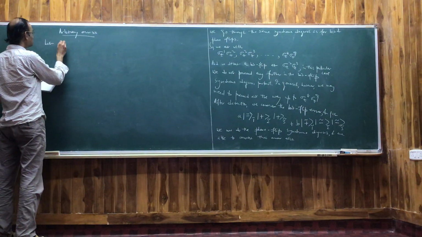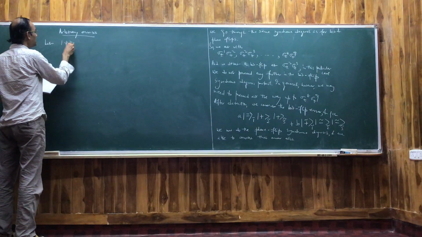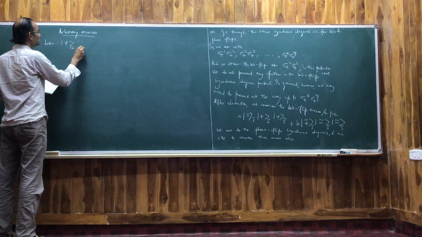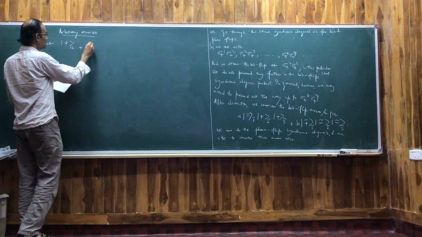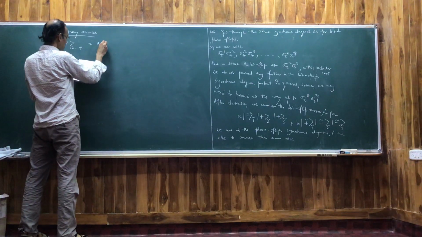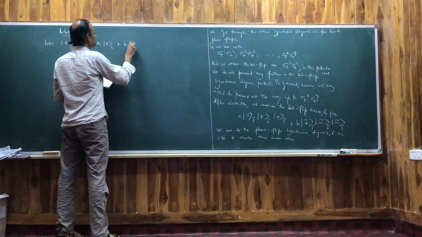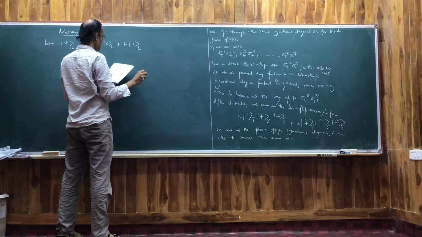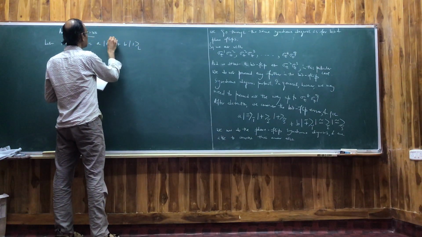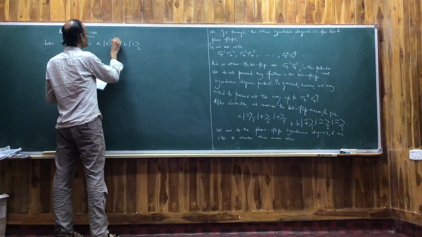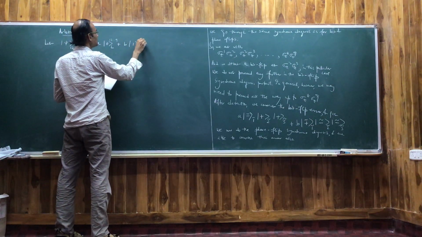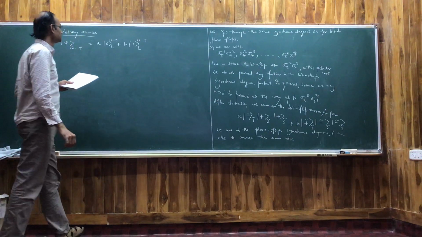So let the psi up to 9, we denote it by this, 0L plus D1L, and this has all the 9 ones. Okay, so 1, 2 up to 9, and this is also 1, 2 up to 9. Okay.